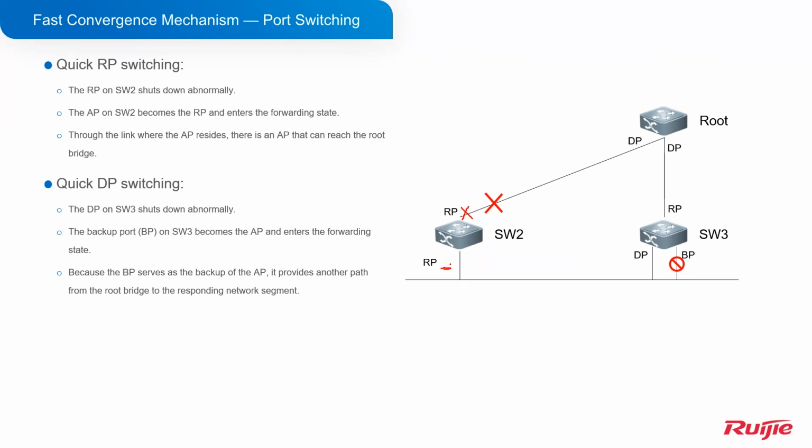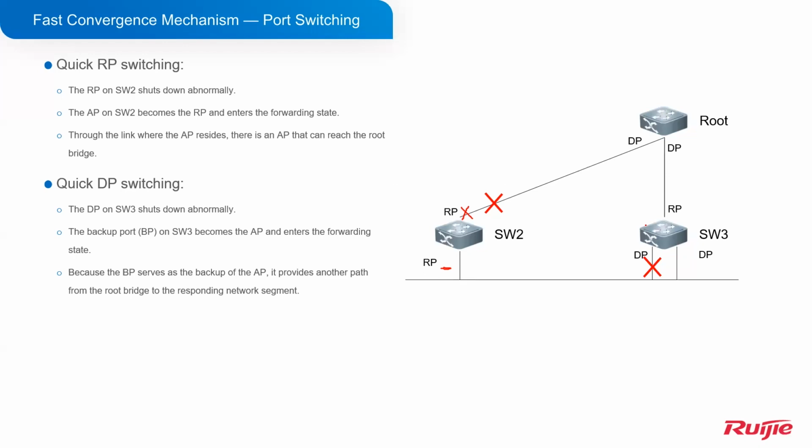And the next is a quick DP switch. The DP on SW3 shuts down abnormally. So this port, you can see, this port is down. And the BP on SW3 becomes the AP and enters the forwarding state. Because the BP serves as the backup of the AP, it provides another path from the root bridge to the corresponding network segments. So this is the reason why we say that the BP is the backup of DP, because when the DP is down, BP will become the new DP.